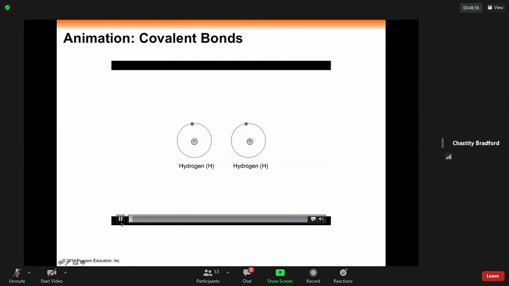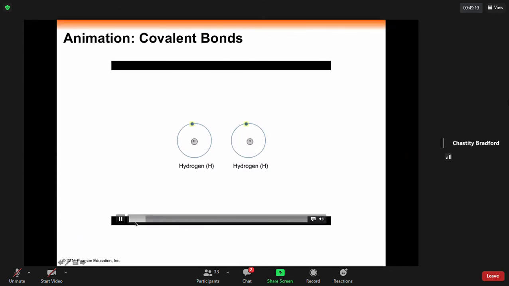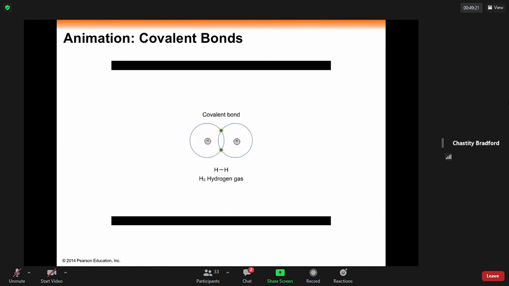A covalent bond is the sharing of a pair of outer shell electrons by two atoms. For example, each of these hydrogen atoms has one electron in its outer shell, but needs 2 electrons to complete its outer shell. If the 2 hydrogen atoms share electrons, they can both complete their outer shells. The shared pair of electrons constitutes a covalent bond, shown in shorthand as a line. The covalently bonded hydrogen atoms form a molecule of hydrogen gas.